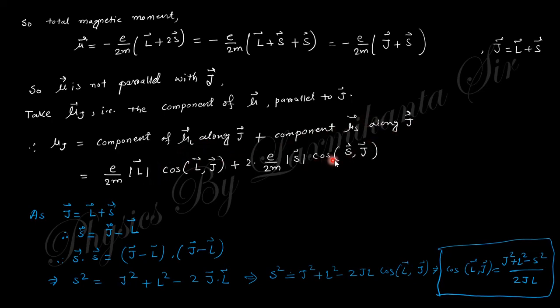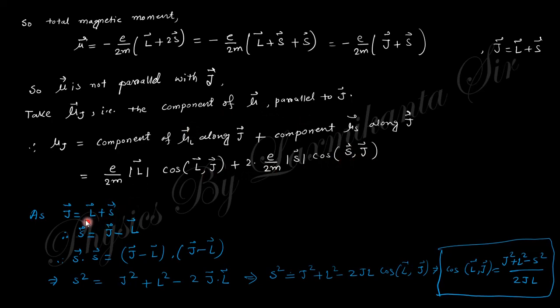In that case also, the magnetic moment mu_L is e by 2m into L, and mu_s is e by 2m into 2S. This has a cos component due to the component. Now you need to find these two angles, cos of the angle between L and J, and cos of the angle between S and J.